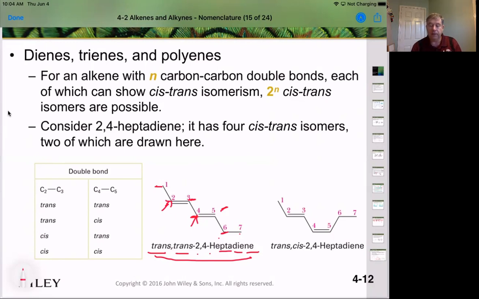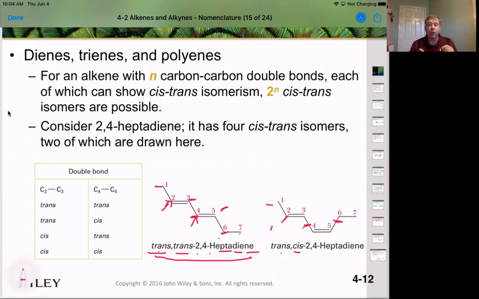So let's look at the other isomer possible from the same compound here. We're going to, again, number the same way. The 2 carbon here, these are on opposite sides, so that gives us trans. But notice that these 2 are on the same side, giving us the cis configuration. So this is the trans,trans-2,4-heptadiene. This is the trans,cis-2,4-heptadiene, okay?